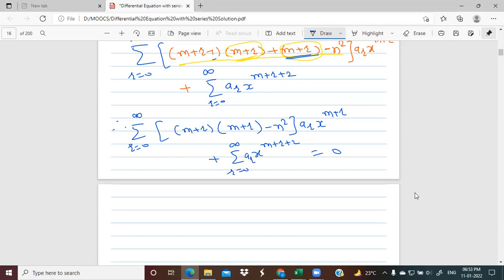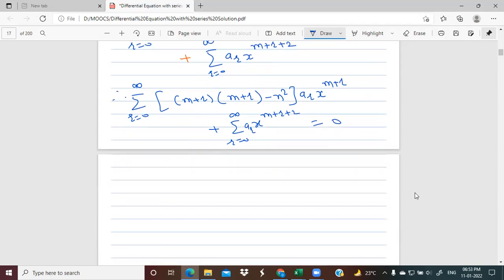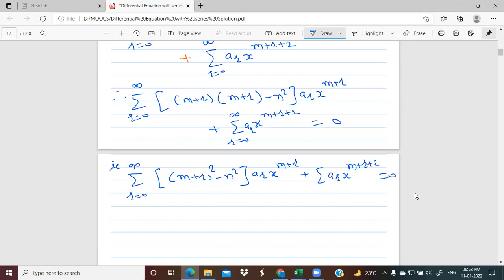Okay. Again I will simplify this. We are getting this as summation r equal to 0 to infinity of m plus r whole square minus n square, into a_r into x raised to power m plus r, plus summation a_r into x raised to power m plus r plus 2, which is equal to 0. Now this is interesting. I will write this here.